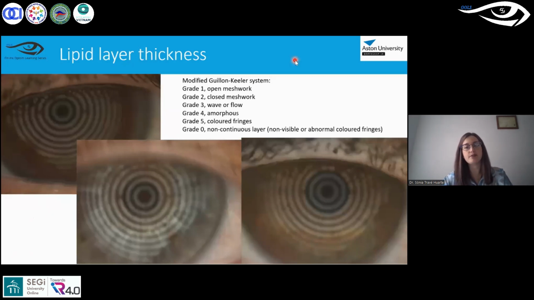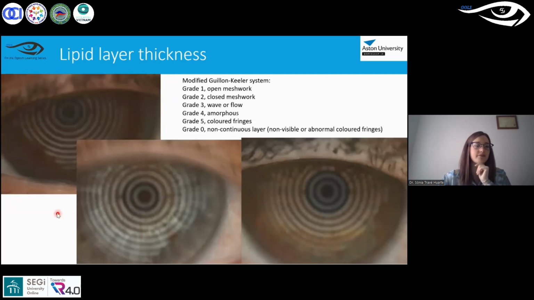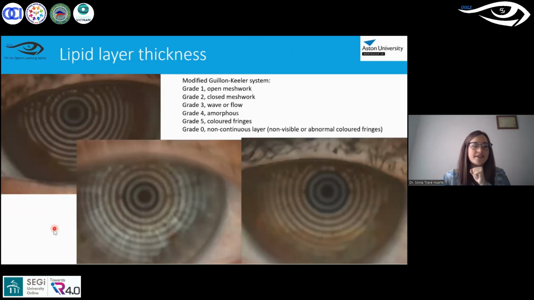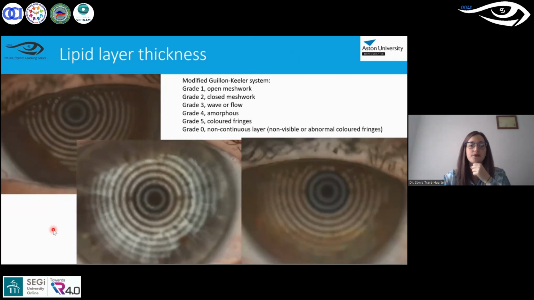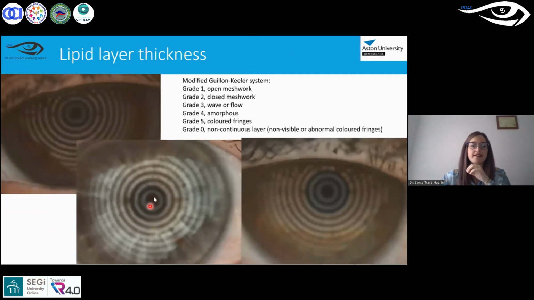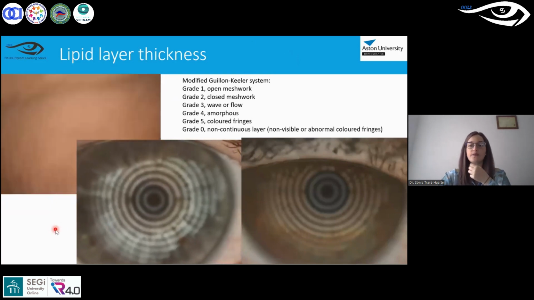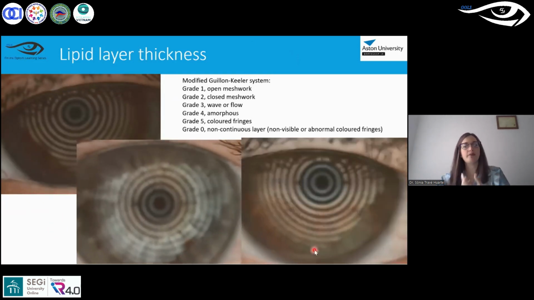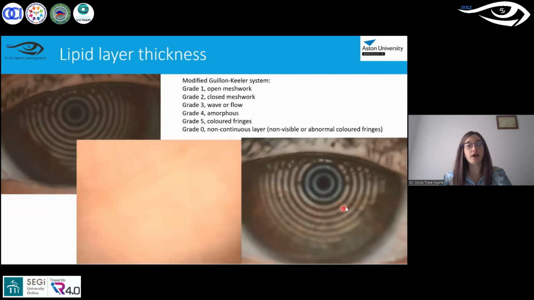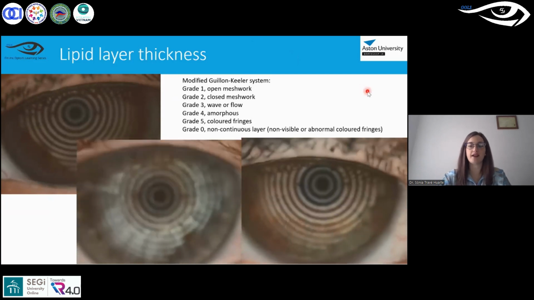I normally use the modified Guillon system. It grades from 0 to 4 to 5, starting with an open meshwork, which is the first video that we have here, where the patient blinks, you see something, but it's very hard to see, which means that those oils are very, very thin. Moving on, in here, we see sort of a wave pattern. We see a bit more oils floating. That would be a 3, a wave or a flow. And then moving to this, when the patient blinks, you do see quite a lot of color. That would be a color fringe pattern.